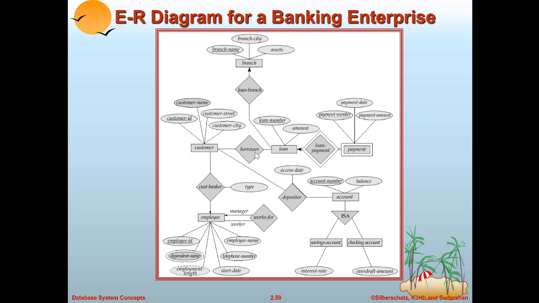And there is one relationship called loan branch. It exists between two entities, loan and branch. And branch contains branch name, branch city, and assets. And branch name is the primary key.